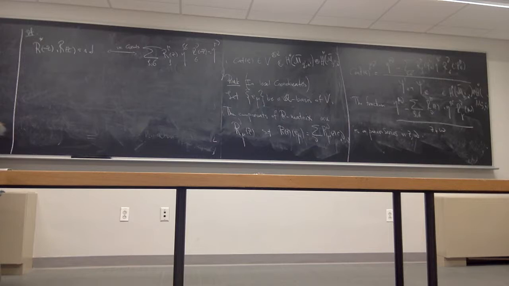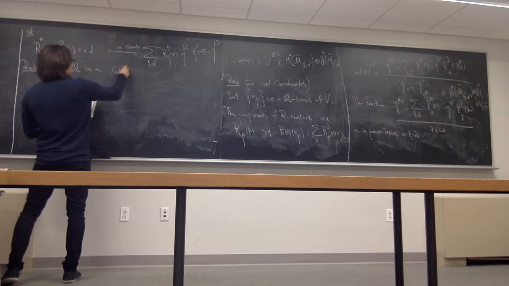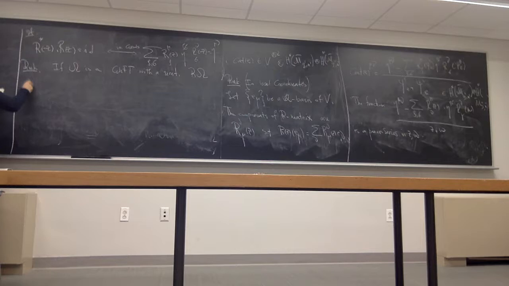Okay, now a remark is this. If omega is a cohomological field theory with a unit, R applied to omega might not respect the unit.